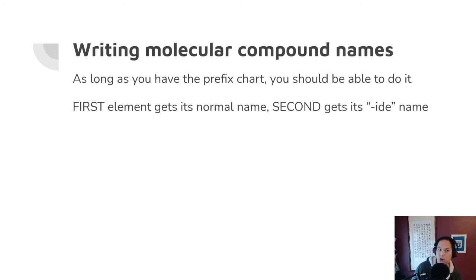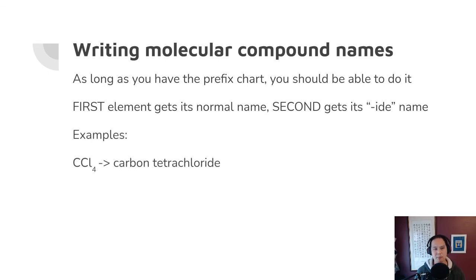All right. So like I said, we are learning a different set of rules for these nonmetals. You're used to, with ionic compounds, nonmetals always having that IDE ending, but in molecular compounds, the first one is going to get its normal name, and the second is going to get its IDE name.